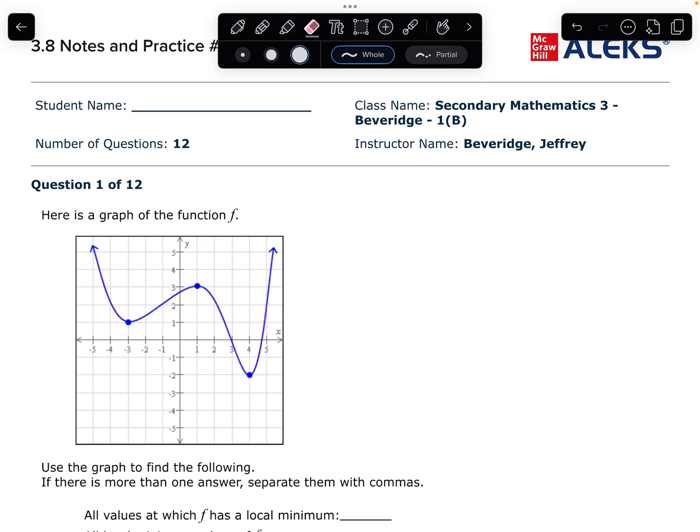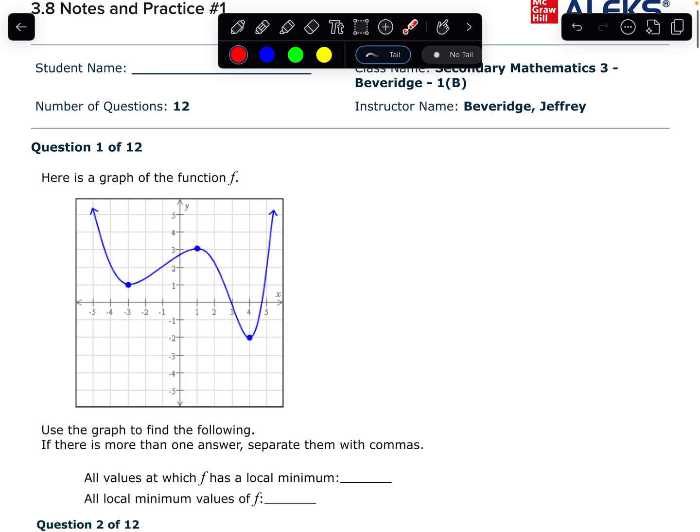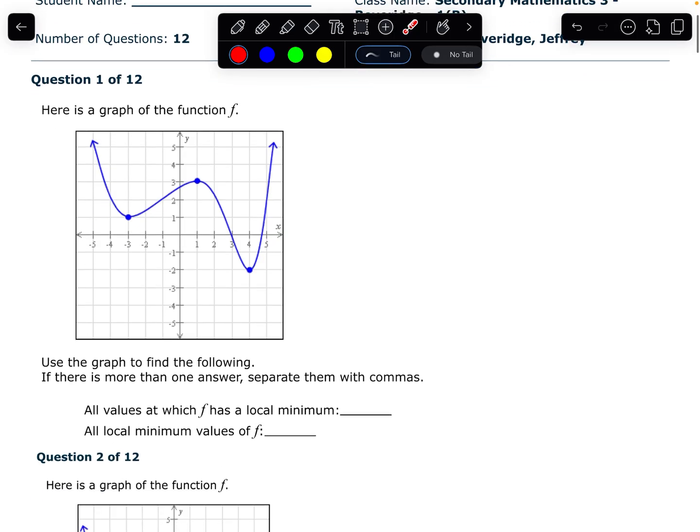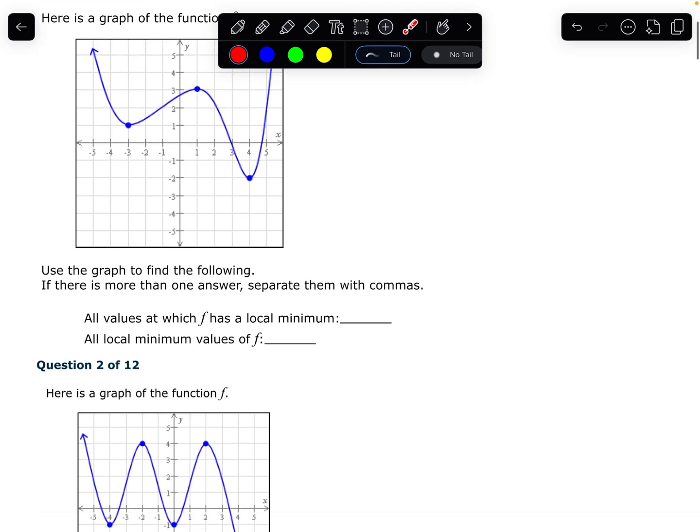So, for question 1, we have a graph. Here's a graph of the function f. Use the graph to find the following. If there's more than one answer, separate them with commas. So, all values at which f has a local minimum. So what is a local minimum?